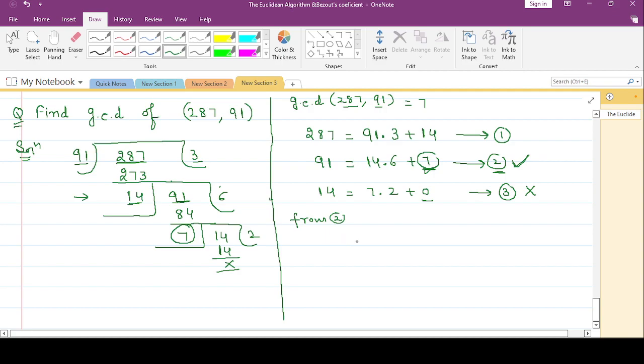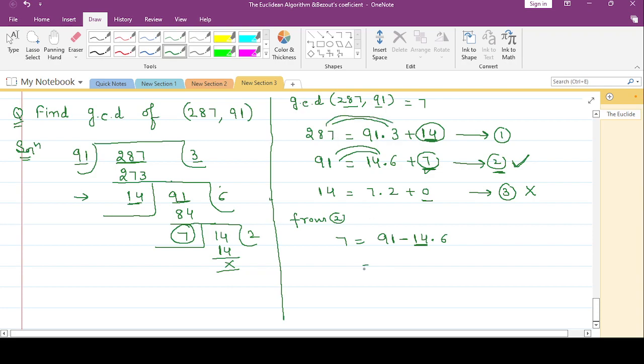Write this 7 as 91 minus 14 times 6. You bring this 14 into 6 to this side, so it becomes 91 minus 14 into 6. Now check what is the value of the previous remainder. Previous remainder is 14. Now from this equation, delete this 14. How can we delete this 14? By substituting the value of 14.